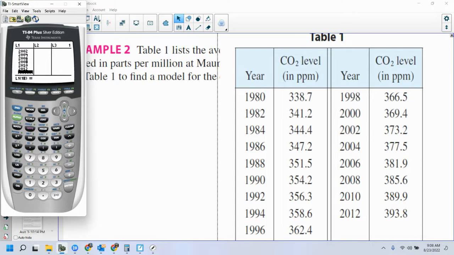Okay, looks like we should have 17 pieces of data. 1, 2, 3, 4, 5, 6. 17 pieces of data. Put the years in list 1, and then I'm going to put the CO2 level in list 2.